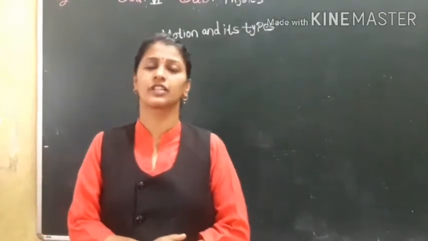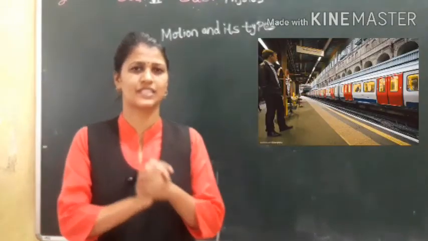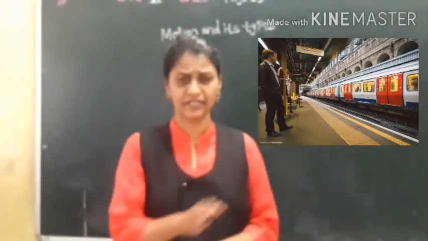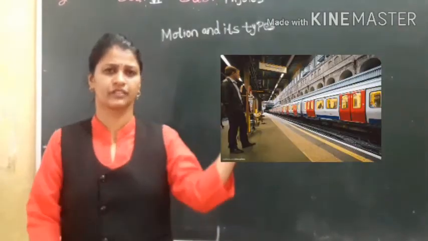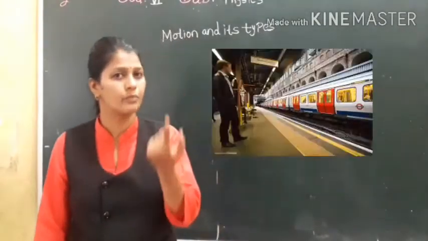Have you ever visited a railway station? Okay, just have a seat. Suppose this is a railway station. You can see the train is moving. So we can say the train is in the motion.